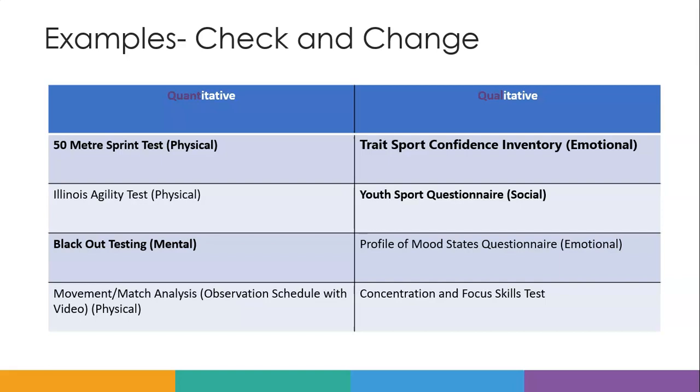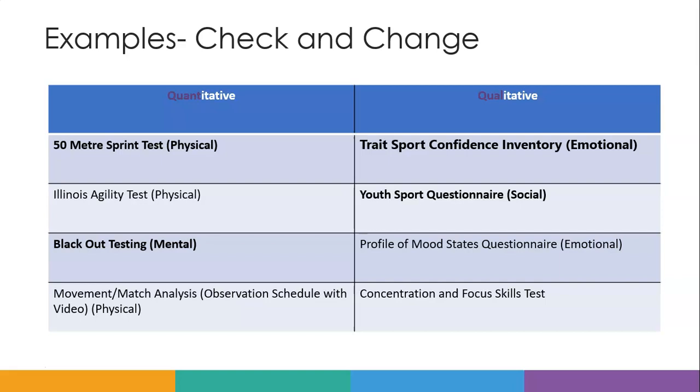So on the quantitative side, you've got lots of standardised tests here. You've got the 50-metre sprint test, which is for physical factors. You've got the Illinois agility test, which is again a physical factor. You've got blackout testing, which is for a mental factor. And you've got movement or match analysis, which is observation schedules combined with a video. And that again, a physical factor.